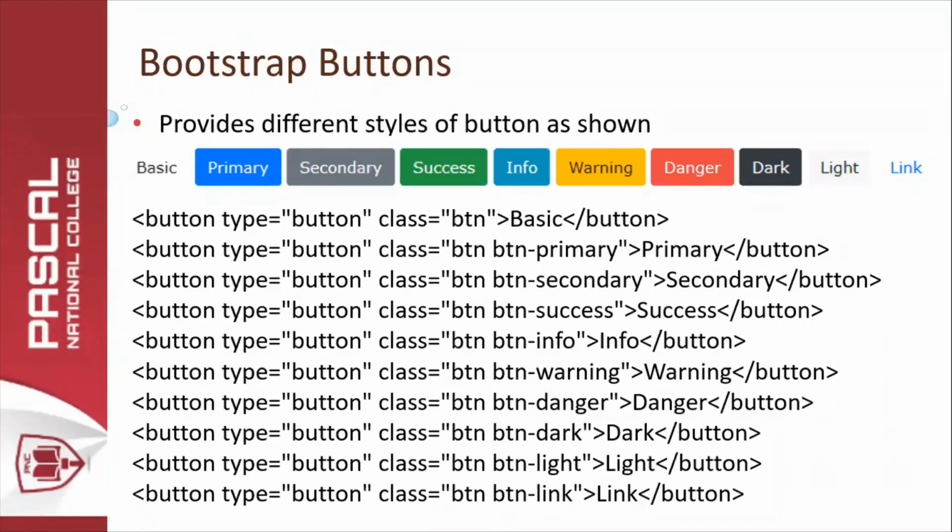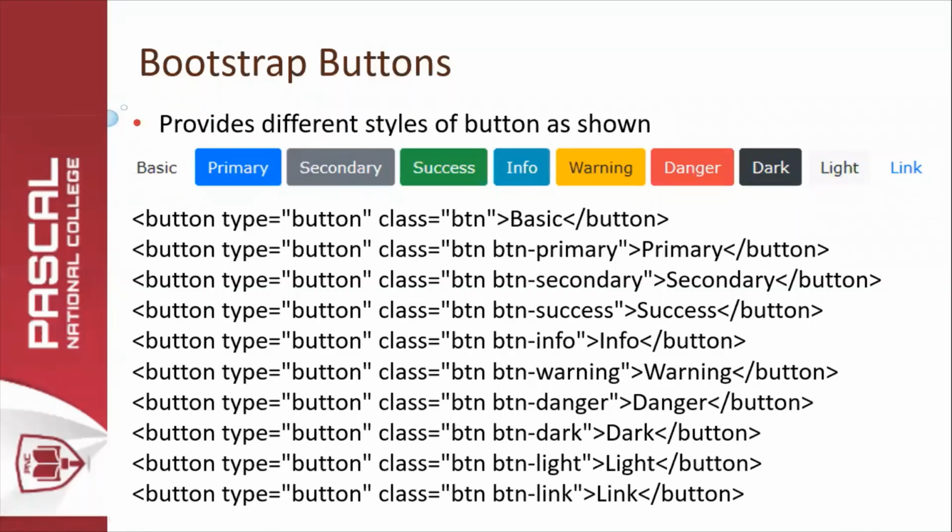Okay, next one is Bootstrap buttons. For Bootstrap buttons, you are offered these classes. The default class is class equals btn. So this is the basic button. If you want to use another class, this is btn-primary. If you just use btn-primary, this is the color. Btn-secondary, this is the color. Similarly, btn-success. Whenever you find success, it will always be in green color.